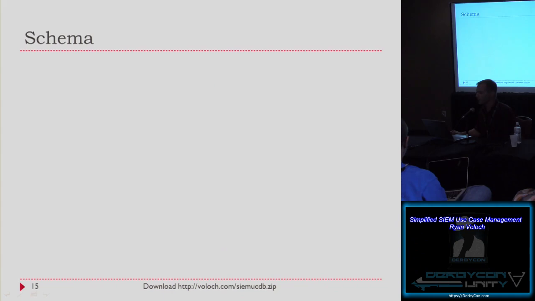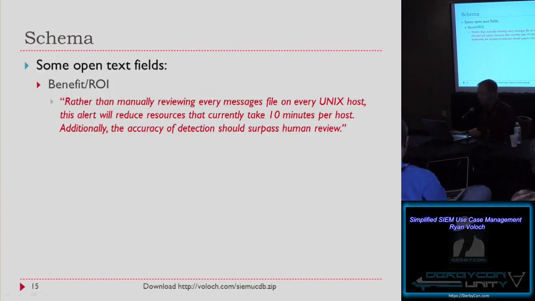Next, we're going to go through some open text fields. These are just some examples of what they may be, and they could be whatever you like. Benefit ROI, saying something like, rather than manually reviewing every log file, we could save 10 minutes per host, and that's how we're winning back. That's how the return on investment is occurring, versus manual log review.